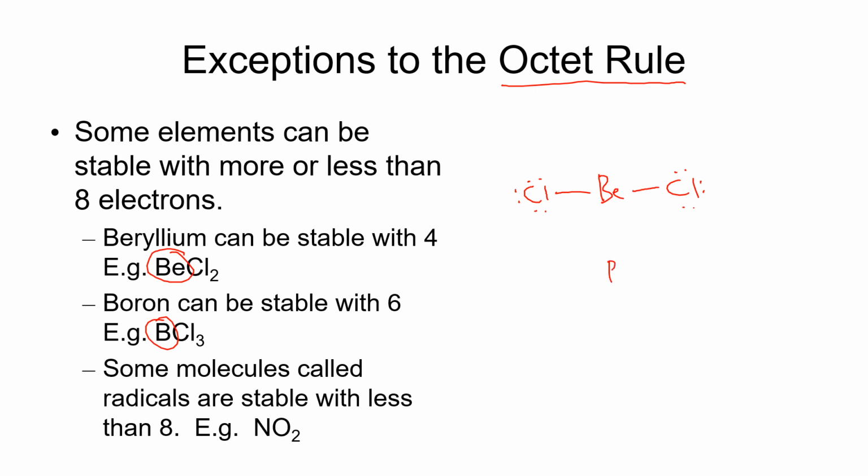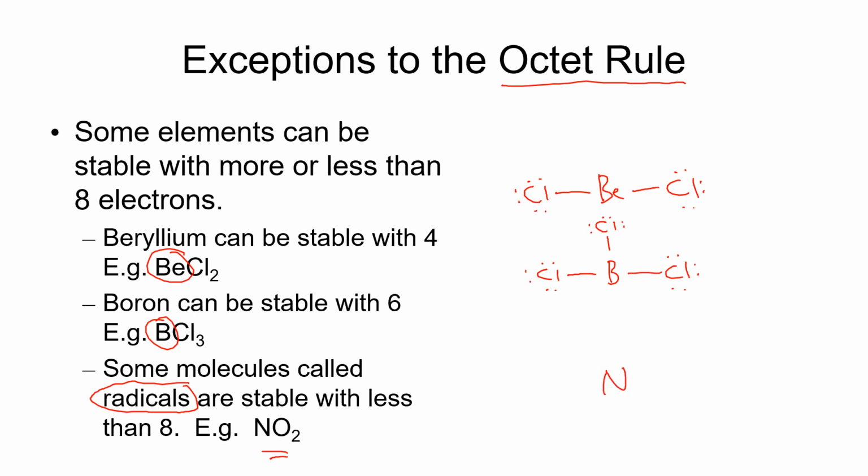Same with boron here. Boron can make 3 bonds with 3 chlorines and be perfectly happy that way, having less than 8 in its outer shell. So beryllium and boron are some common exceptions that have fewer than 8 in their valence shell, even when bonded. And there are some of these other ones, molecules that are called radicals. And an example would be NO2.